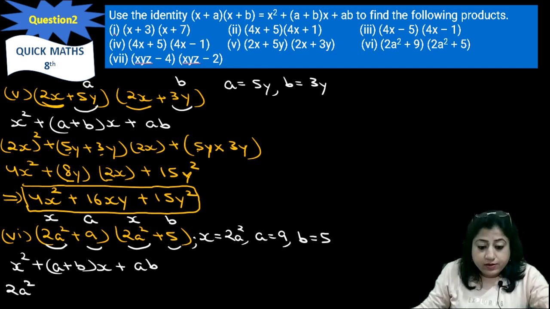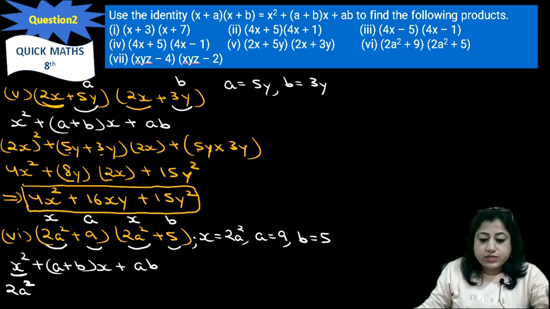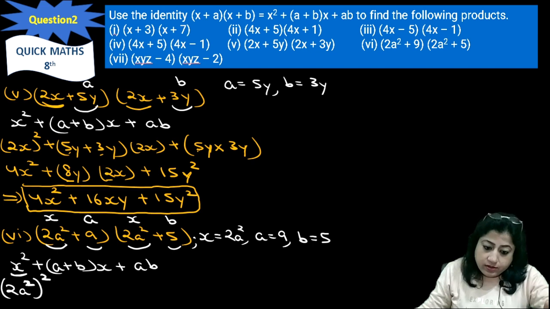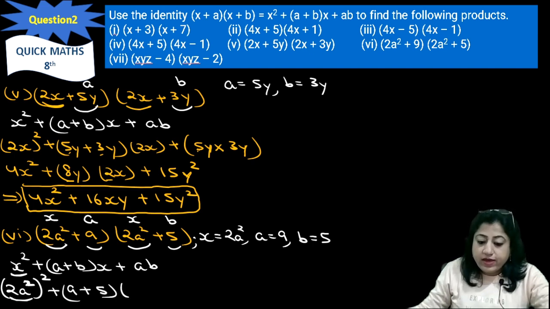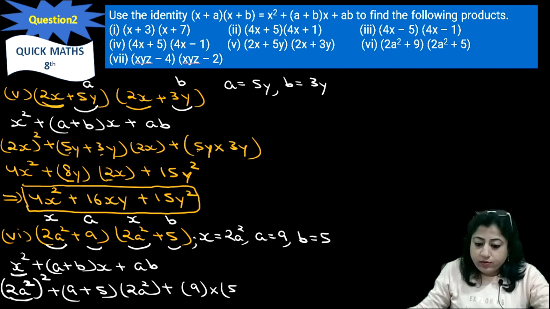It must be known to you that x value is 2a square. The value of x is 2a square, but in the first term it is the square of x, so it will be a whole square. Just put the value of x, 2a square, then make it whole square, plus a plus b. A is 9 and b value is 5, and x value is 2a square, plus a and b. A value is 9 and multiply b value is 5.